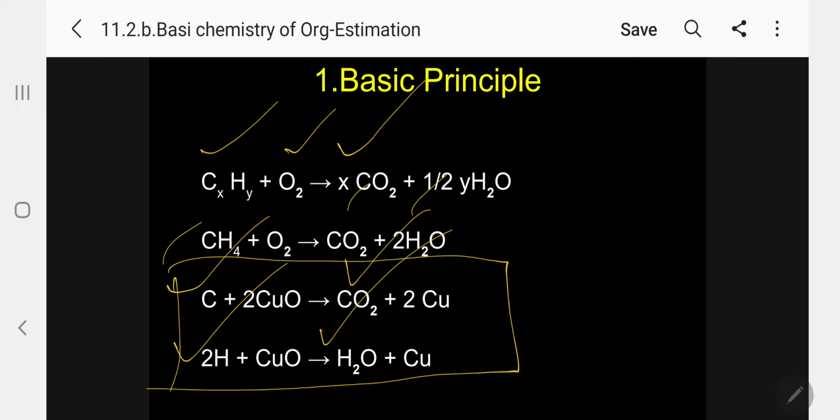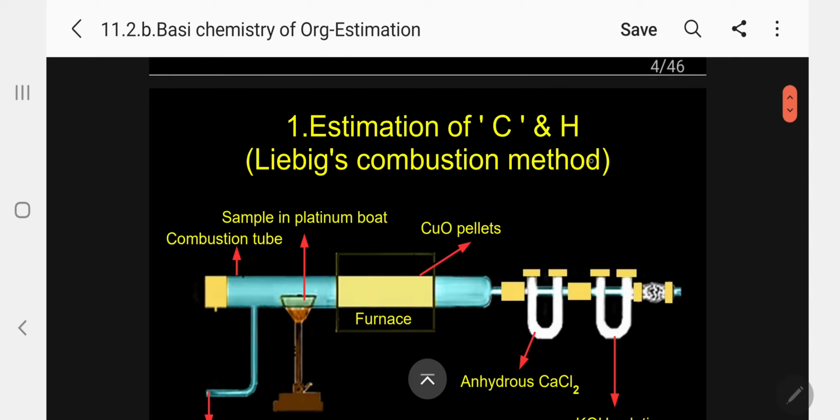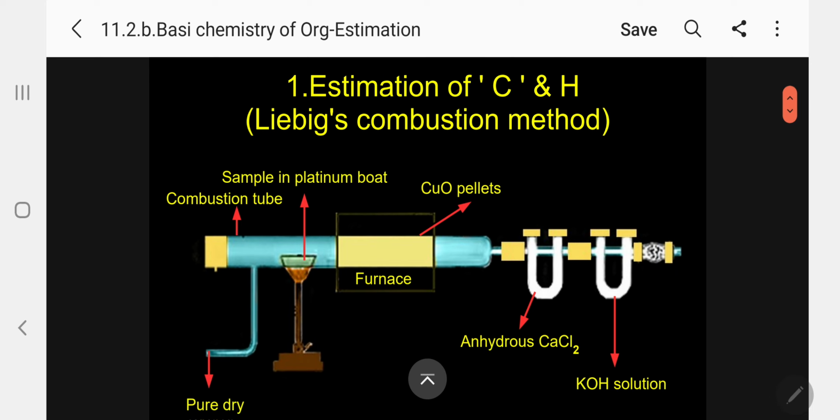So we are going to estimate the amount of carbon dioxide formed and the amount of water formed. From that we are going to calculate the percentage of carbon and hydrogen. Kindly follow. This is the apparatus I told you, the Liebig combustion tube, a hard glass tube. Inside this tube, what is there?